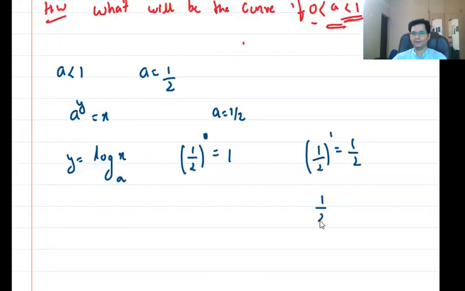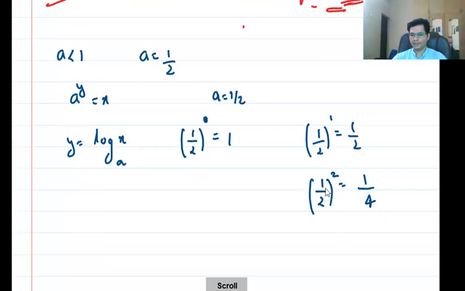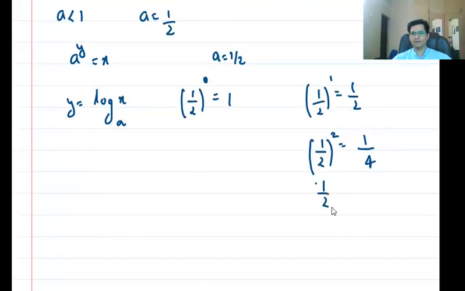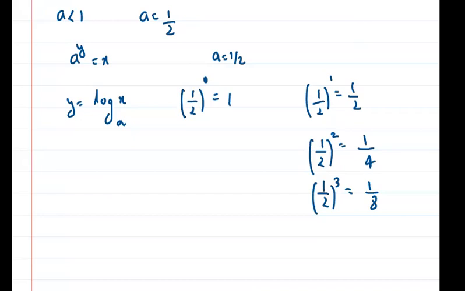1 by 2 to the power 2 is equal to what? 1 by 4. है ना? Step by step. 1 by 2 to the power 3 is equal to 1 by 8. Now, if you see this, as we increase the power, the value of the number is increasing or decreasing? Tell me, everyone. It is decreasing, है ना? समझ में आ रहा है?